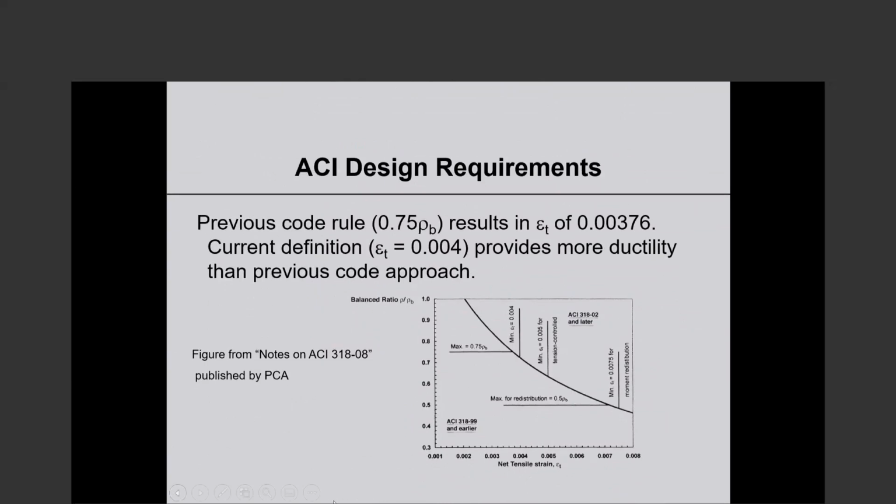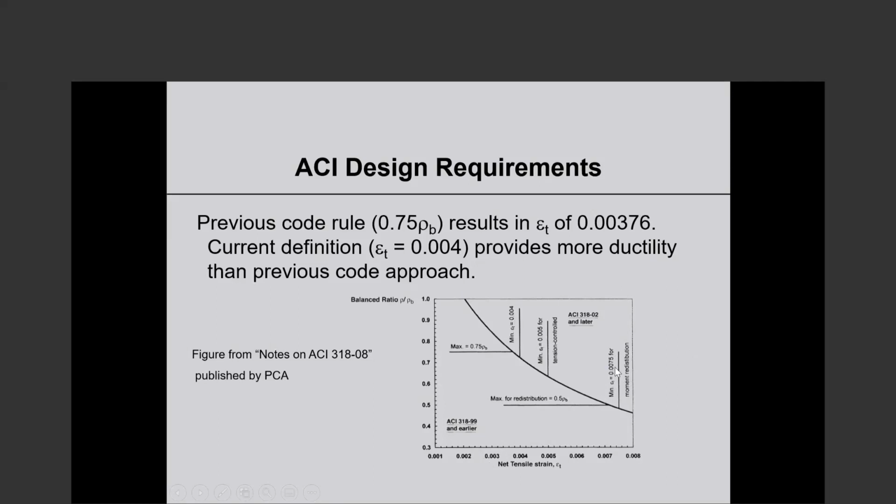So the minimum epsilon sub t now is 0.004. Minimum epsilon sub t for tension control sections is 0.005. Minimum epsilon sub t that you need if you are going to redistribute bending moments is 0.0075, as I also mentioned yesterday. Okay, 0.004 is the strain below which you cannot go in a beam section. 0.005 gives you a tension control section.